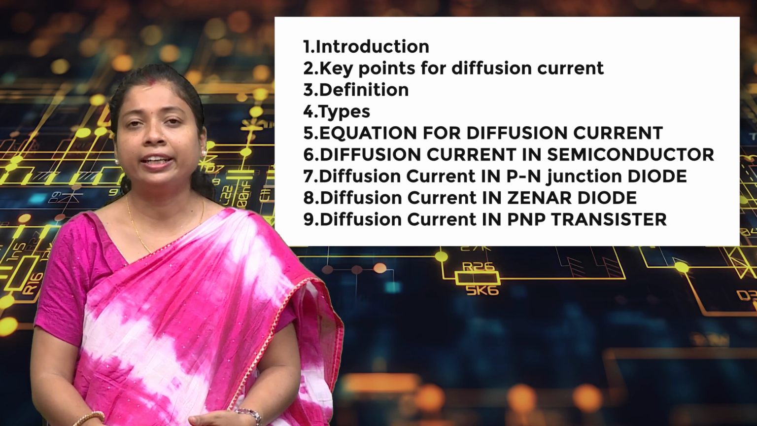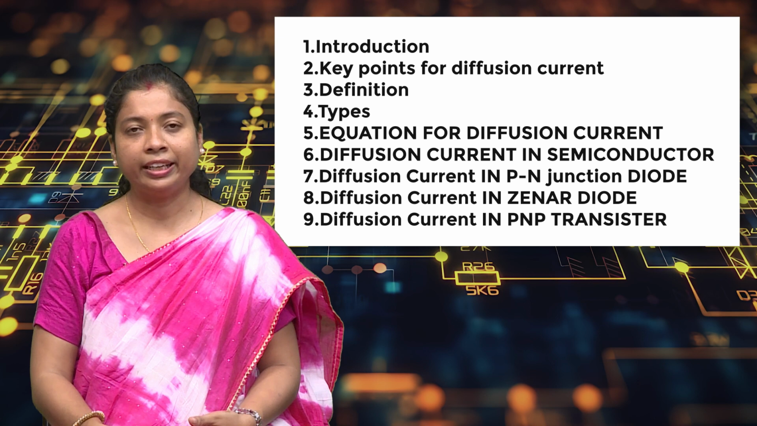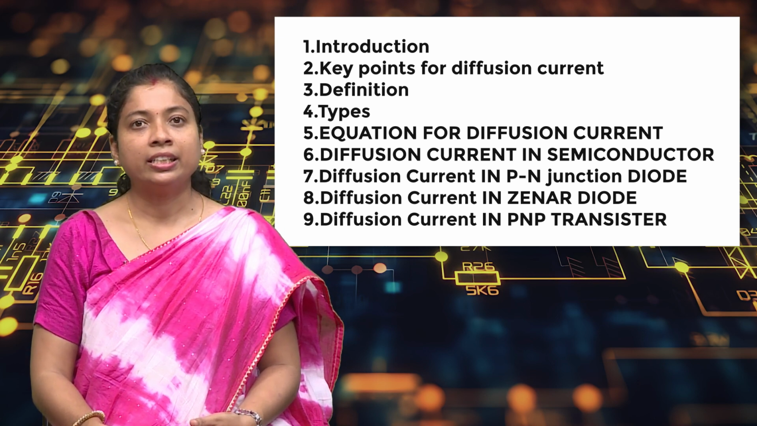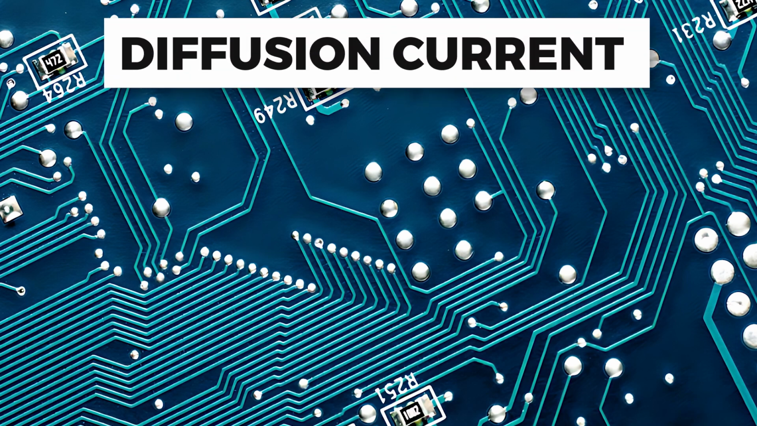The content of the lecture is: first, key points about the diffusion current. Second is the definition and types of the diffusion current. Third is the equation of diffusion current. Fourth is diffusion current in PN diode. Next one is the diffusion current in PNP transistor. Let's start our main topic, diffusion current.